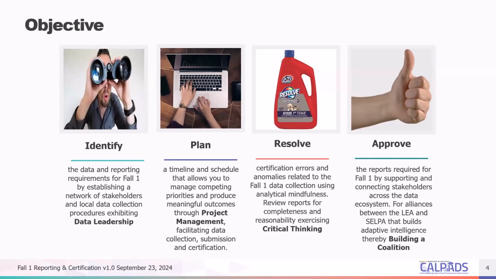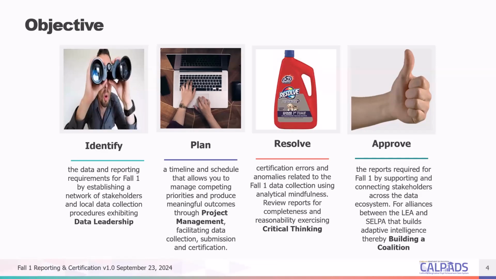You spearheading this team would be data leadership. We want you to be able to plan a timeline and a schedule that allows you to manage your competing priorities and produce meaningful outcomes. This would be project management. We understand that CalPADS for most of you is not the only responsibility you have. And so while you're managing your CalPADS data, you should come up with your own timeline. We have a deadline and a milestone at the end, for which we try to give guidance, but ultimately you have to manage the work that you do.